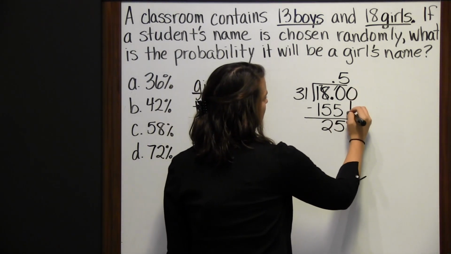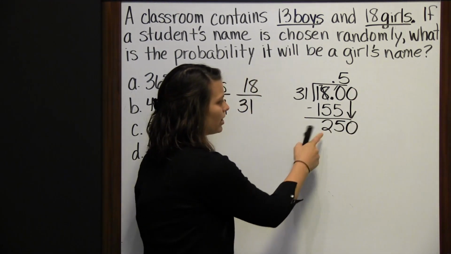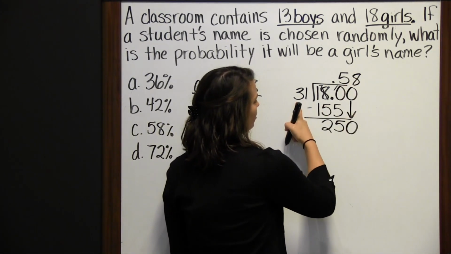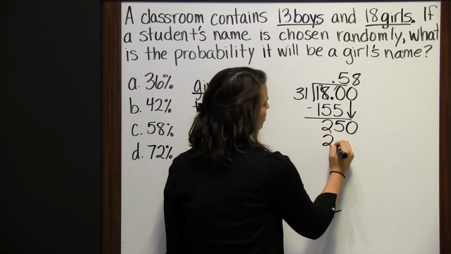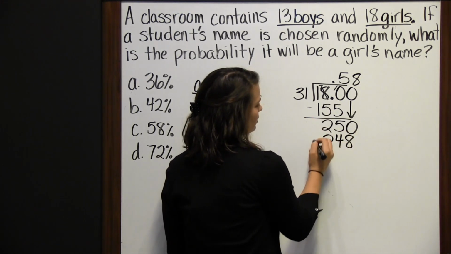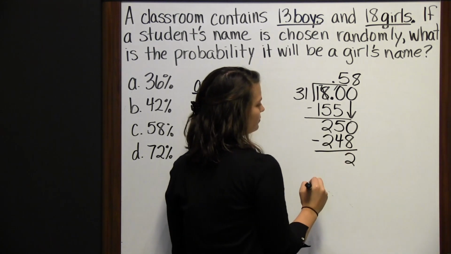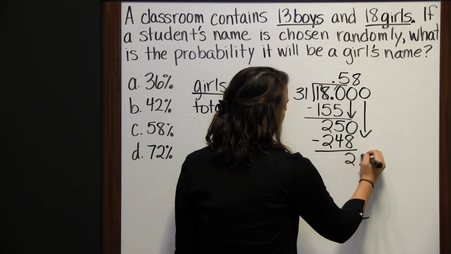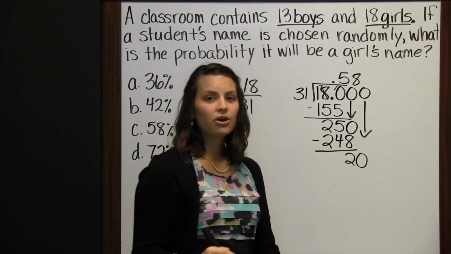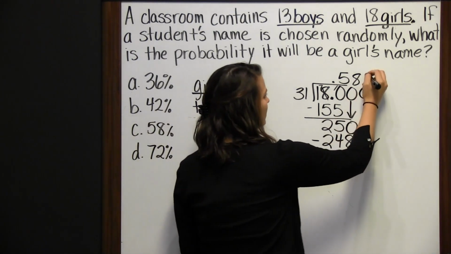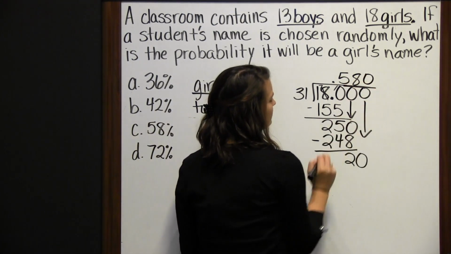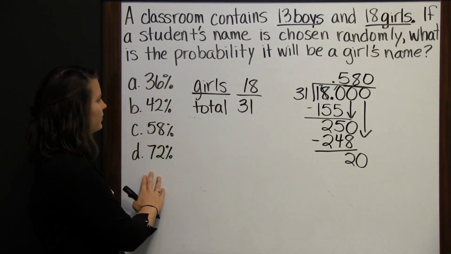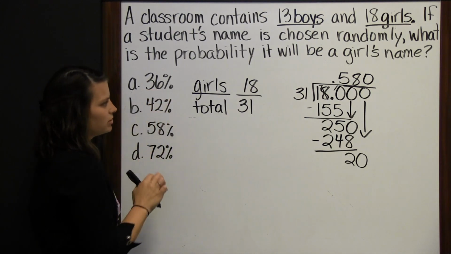Then we add a 0 and bring it down. And 31 goes into 250 8 times. 31 times 8 is 248. We subtract and we get 2. Then you can add a 0 and bring it down. But 31 doesn't go into 20. So we get 0. Now we can stop here because if you look at your answers, they don't go beyond 2 numbers.